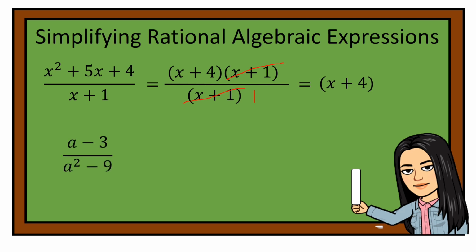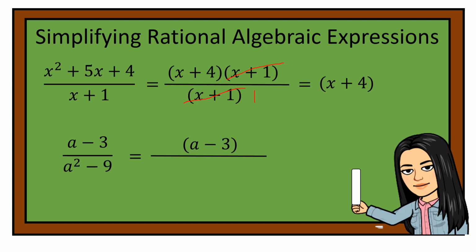Another example, we have here a minus 3 over a squared minus 9. So that would be equal to, copy the numerator, which is a minus 3, since wala naman siyang common monomial factor, so let us copy a minus 3 over a squared minus 9. So a squared and 9 are both perfect squares. So we can apply here the factoring technique, which is factoring the difference of two squares.